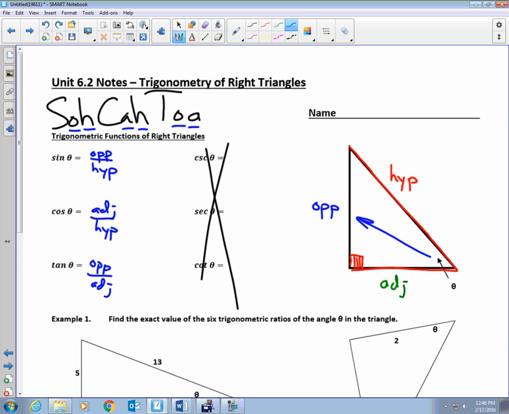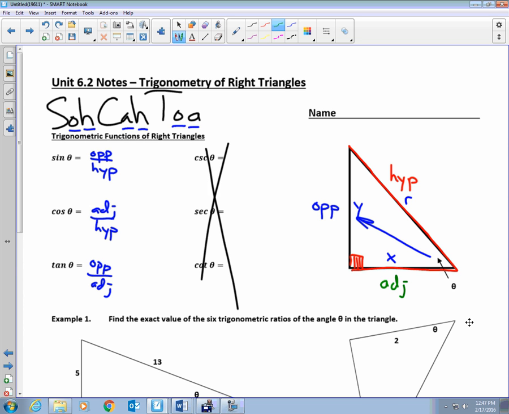The opposite is y. It is your vertical piece. The adjacent is x, your horizontal piece. And the hypotenuse is r, your radius. So sine is y over r. I always brought it back to the variables, and that's how I learned it. You do what you want. I don't care.